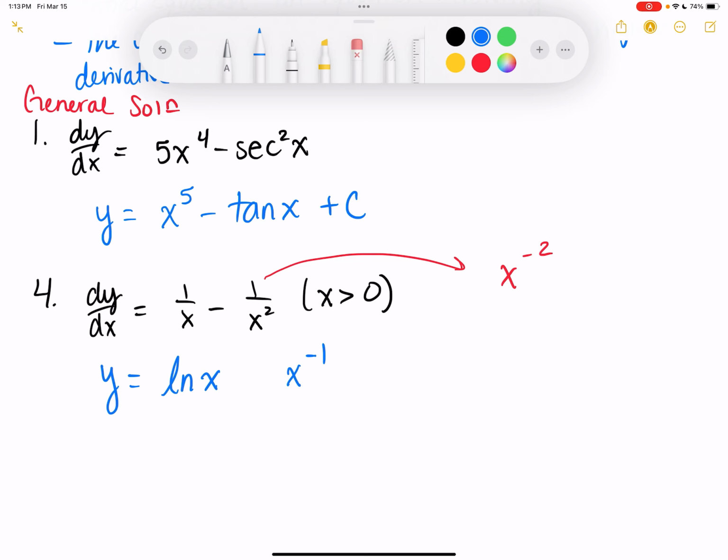Right. I always do a double tap, because when we take the derivative, we would have a negative out front and then x to the negative 2. That is so. And what else? Plus c. Plus c.